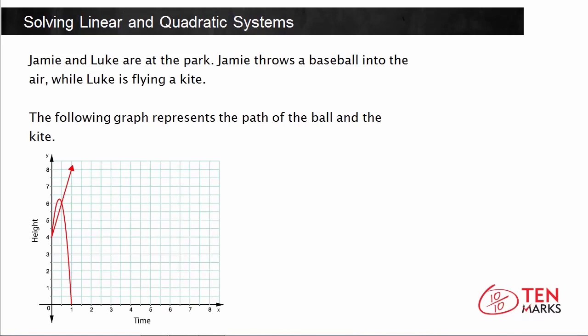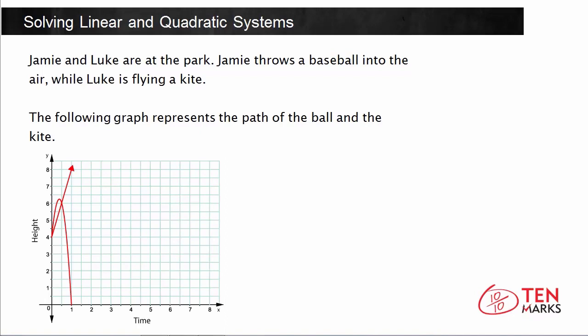Jamie and Luke are at the park. Jamie throws a baseball into the air while Luke is flying a kite. Now the following graph represents the path of the ball and the path of the kite. So take a look at this graph. You can see that there's a parabola and there's a straight line. So we know that the system of equations has two different types of functions, right? One is linear and one is quadratic.